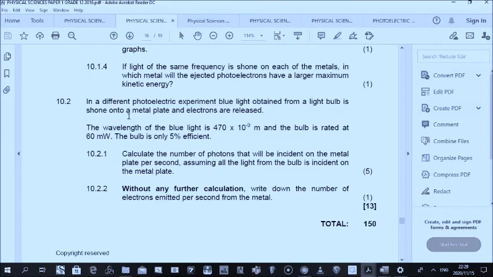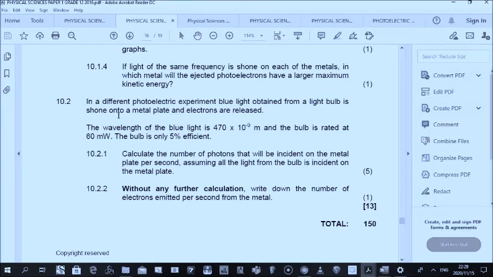Now, last question: in a different photoelectric effect experiment, blue light obtained from a light bulb is shone onto a metal plate and electrons are released. The wavelength of the blue light is 470 nanometers, and the bulb is rated at 60 milliwatts. The bulb is only 5% efficient.